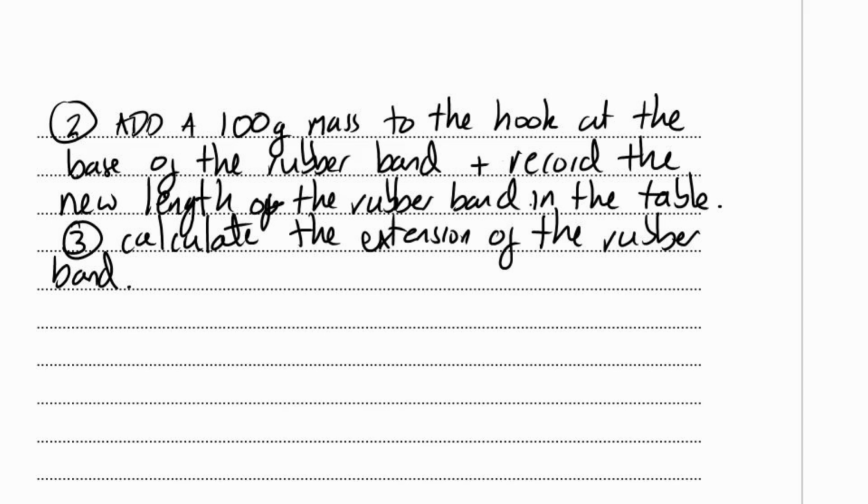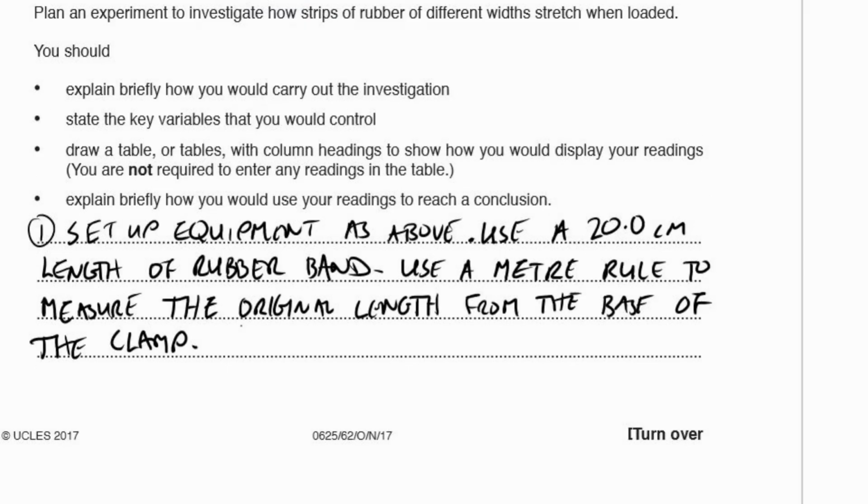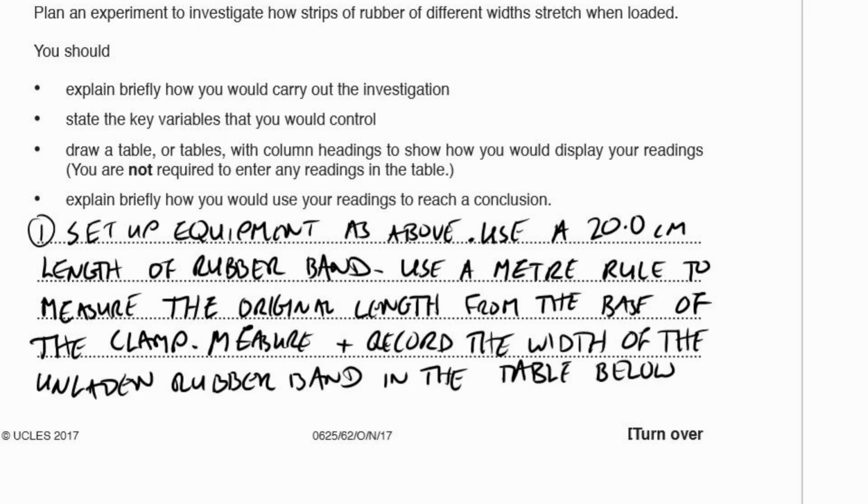Now, step 4, what we're going to do is change the rubber band and perform steps 1, 2 and 3 again. Something I've noticed, because I'm writing this out in sections, is that I haven't measured the width of the rubber band, so I'm going to have to put that in. I'll add to step 1: measure and record the width of the unladen rubber band in the table below. At the end of this I'll put a little table that I'd like to use to record all the information.